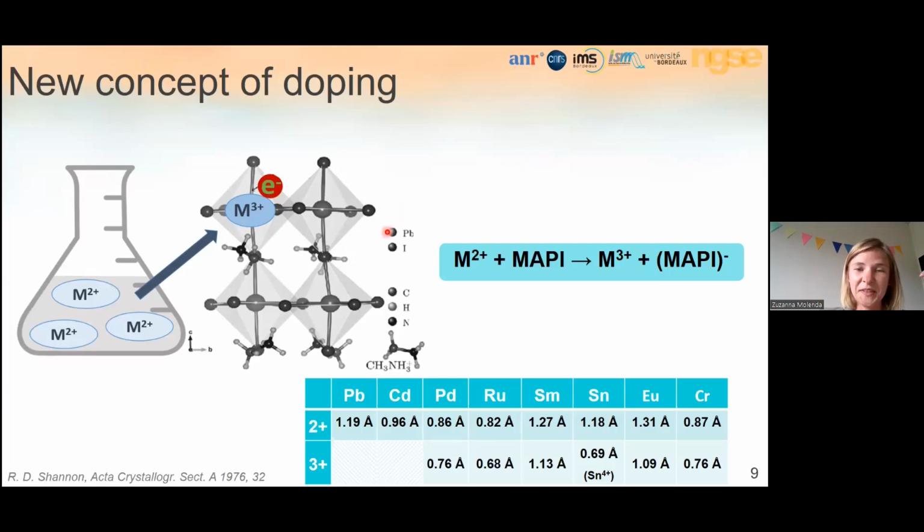And for this, we had to select the right dopant. So there are 2 criteria that had to be followed. The first criterion was obviously the metastability of the dopant at 2+ and stability at 3+. And the second was the size of the ionic radius. In this table, I presented some of the potential candidates with the ionic radius similar to the ionic radius of lead 2+. And today I will present the results for samarium.